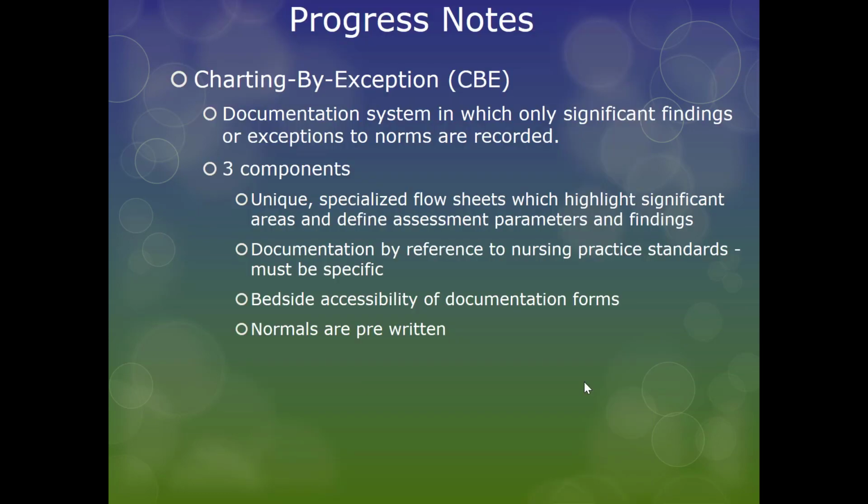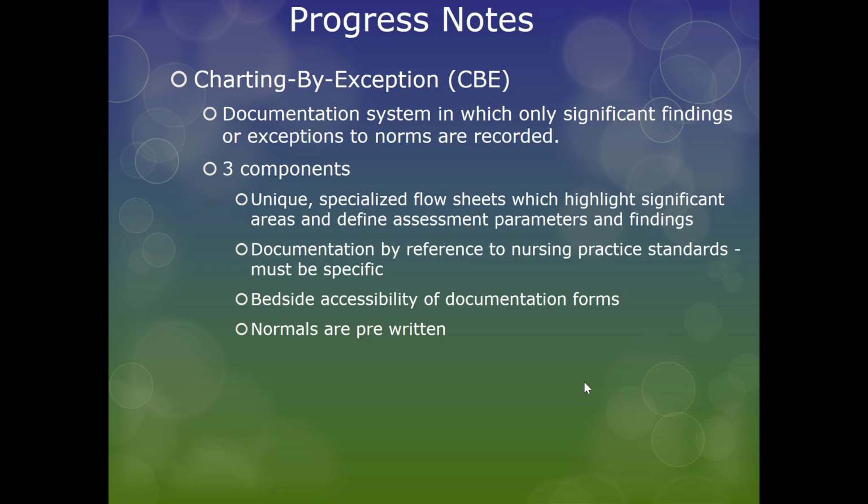Now, charting by exception is something that's a little bit more difficult for people to understand. Charting by exception is a documentation system in which only the exceptions to the norms are recorded. So you're not going to record their vital signs if their vital signs are normal. It's going to be assumed by the symbols that you use in the flow sheet that if you check mark where vital signs are, the vital signs were normal for that patient. But if you write in a blood pressure of 180 over 104, well, obviously we know that is an abnormal blood pressure, and so that is being documented. The abnormals are being documented.